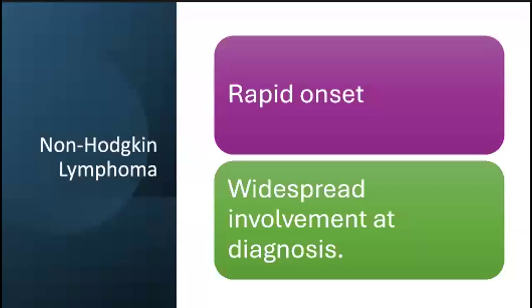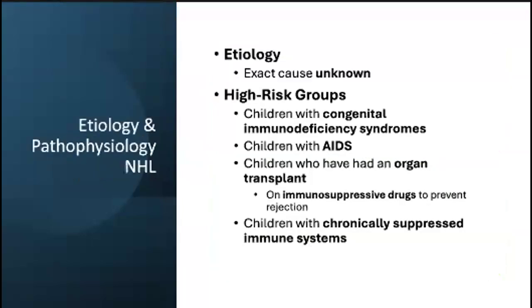Non-Hodgkin's lymphoma differs greatly from Hodgkin's in the mode of metastasis and the responsiveness to therapy. This disease has a rapid onset with widespread involvement, usually at the time of diagnosis. The exact cause is unknown. We also think it's influenced by viral, immunological, or genetic predisposition. Our high-risk kids are those with congenital immune deficiencies, AIDS, an organ transplant, or who are on immunosuppressive agents.